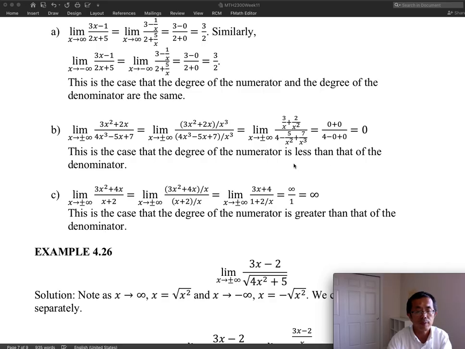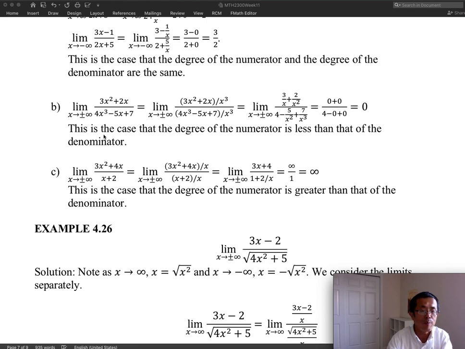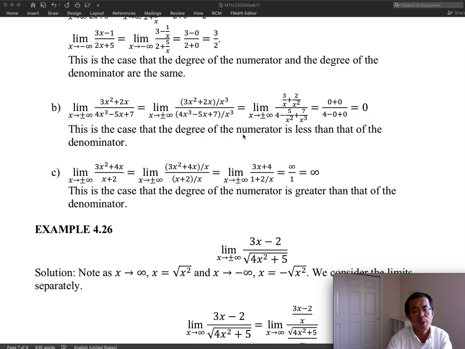Also, be a little more sensitive. I'm saying this is the case such that the degree of the numerator is less than that of the denominator. Indeed, it is always the case when you have the limit at infinity such that the degree of the numerator is less than the degree of the denominator, it is always 0.